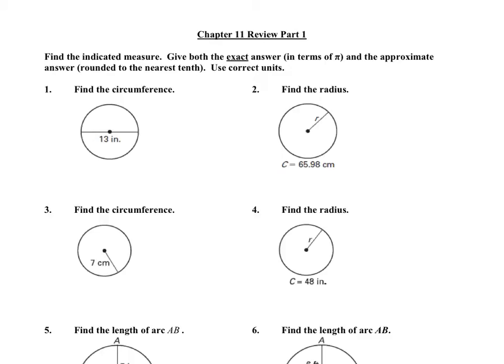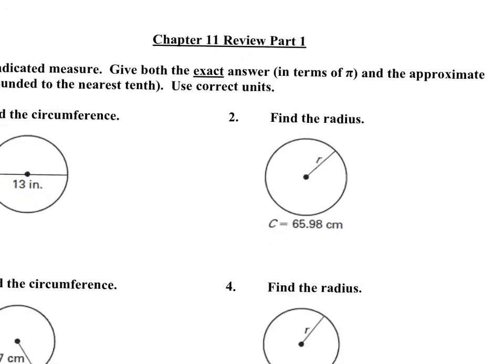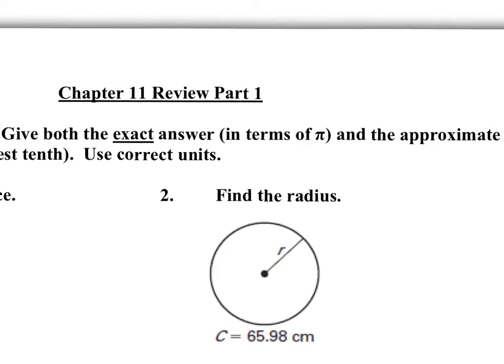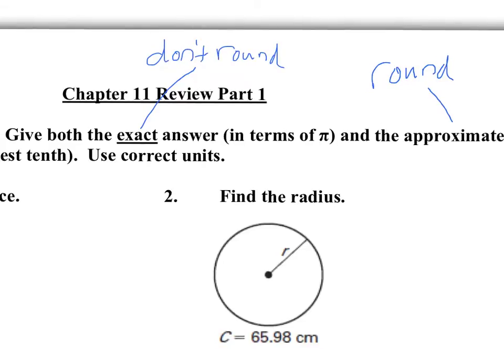As the directions say, we're going to find the indicated measure. We're going to give both the exact answer, which usually has a pi left in it, and we're also going to give the approximate answer. If you ever get those mixed up, the thing to remember about exact and approximate is that approximate means that you're going to round, and usually involves a decimal. Exact means you're not going to round. So if you're looking for an exact answer, don't round. And since we're dealing with circles, that might mean your answer might have a pi in it.